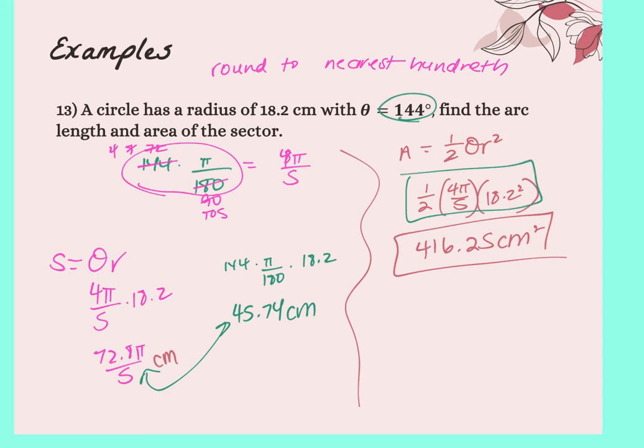If it was to keep it exact, I would just simplify what's here. I would square the 18.2, and then I would multiply out the numerators and the denominators, simplify what I need to. But on the homework, it will say round to 2 decimal places or round to the nearest hundredth, and so you're doing that.